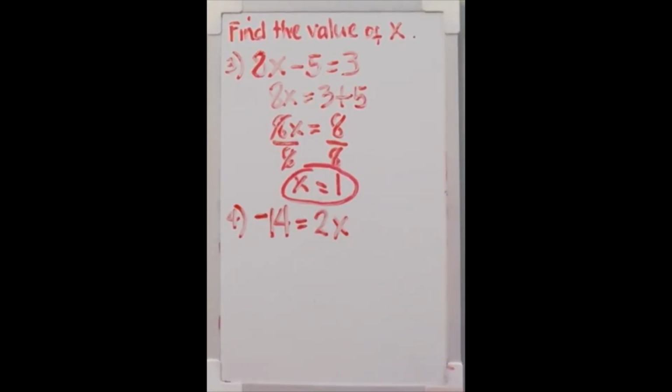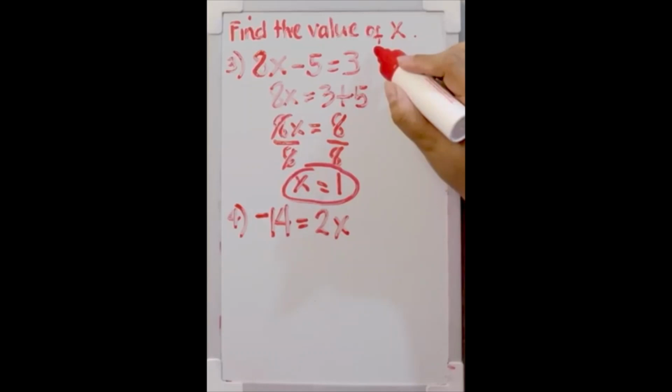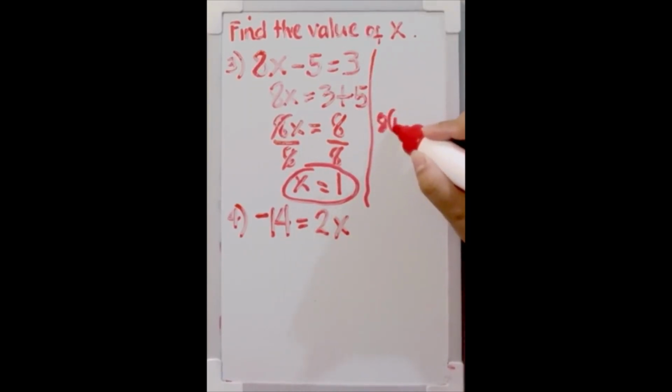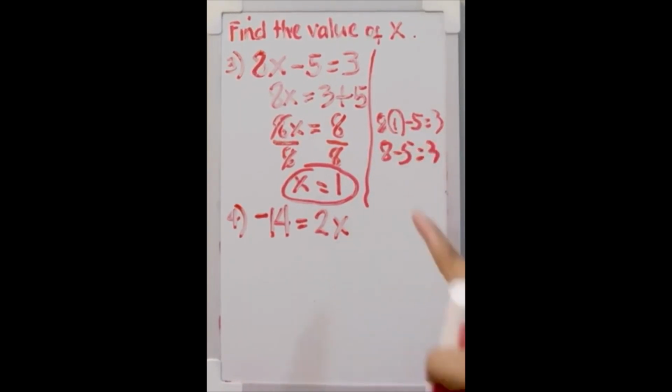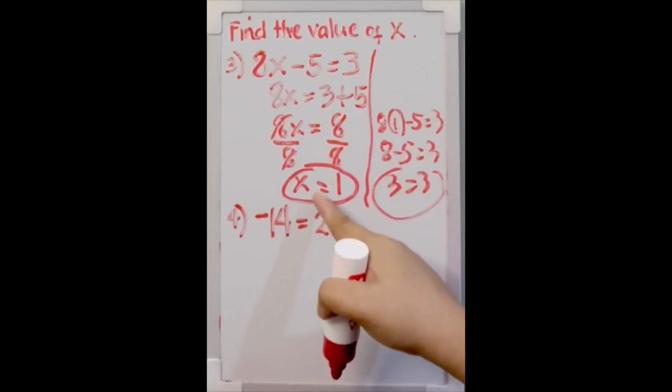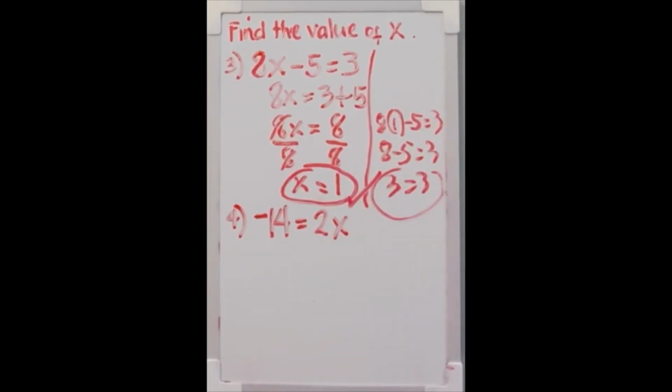Now when you check, you can do that by replacing 1 on this equation here. So checking, we will have 8 times 1 minus 5 equal to 3. So 8 times 1 is 8 minus 5 is equal to 3. So 8 minus 5, that's just 3, equal to 3. So therefore, this answer here is correct.